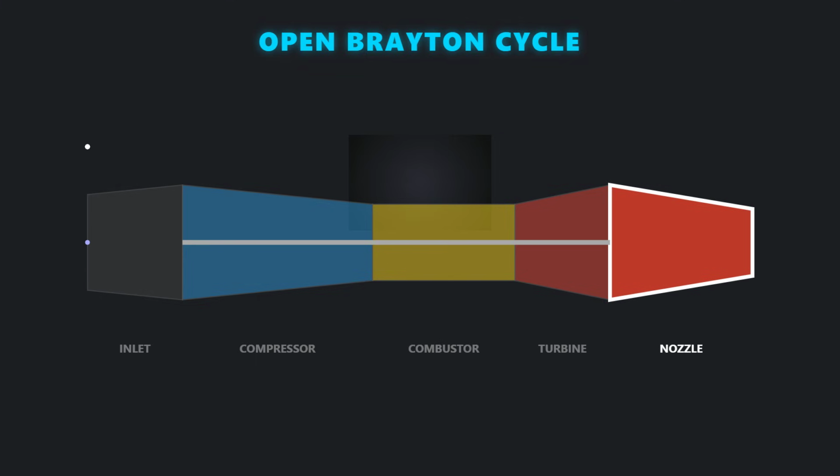Since the Brayton cycle is a continuous flow process, all components operate simultaneously on a steady stream of air. For propulsion, the cycle requires a net positive work output, meaning the mechanical work generated by the turbine must exceed the work consumed by the compressor. This surplus energy is then dedicated entirely to generating propulsive thrust.